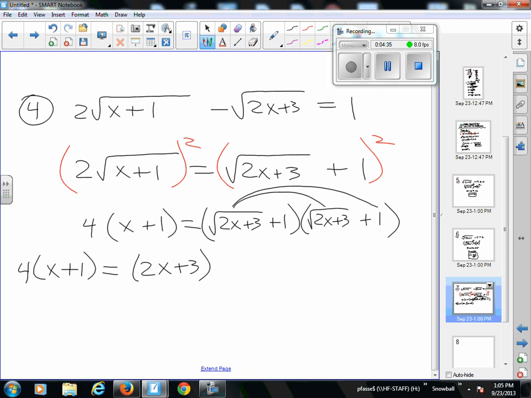Then we do 2 times 1, which gives us root 2x plus 3. We do that again, and we get root 2x plus 3. And then 1 times 1 gives us 1.